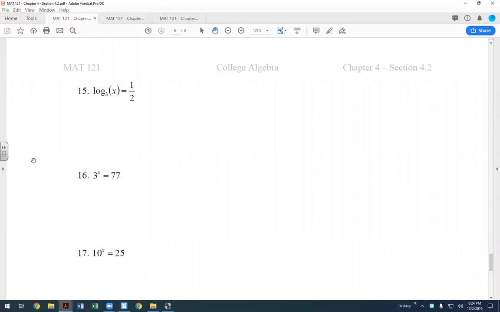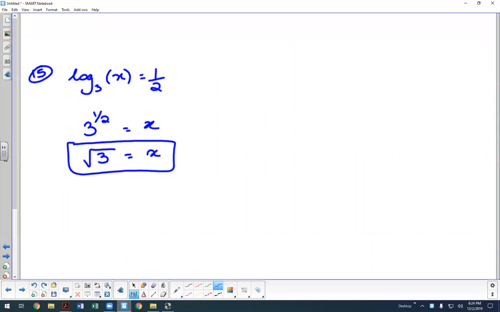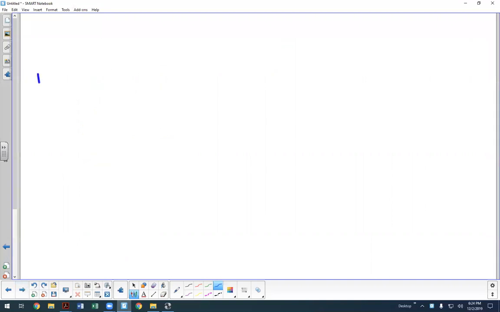Okay. So now we're actually given exponential notation. You have 3 to the power of x equals 77. And again, we're trying to figure out what that x is going to be, which actually means now we'll need to convert it into a logarithm to find our x value. So for number 16, if I am rewriting this into logarithmic form, what will that look like? Log base 3 of 77. Very good.